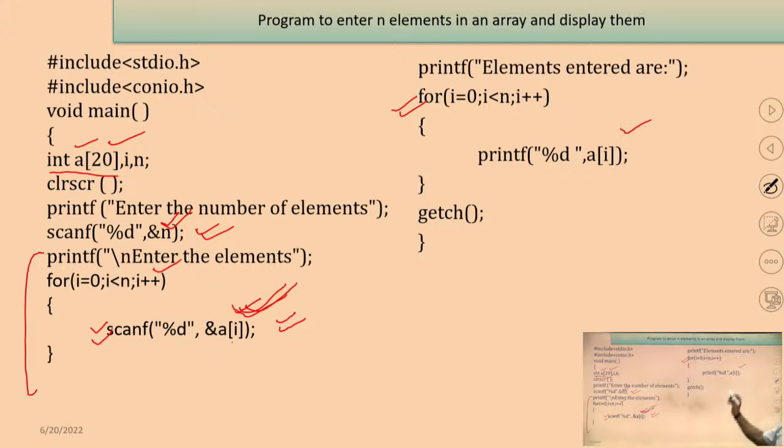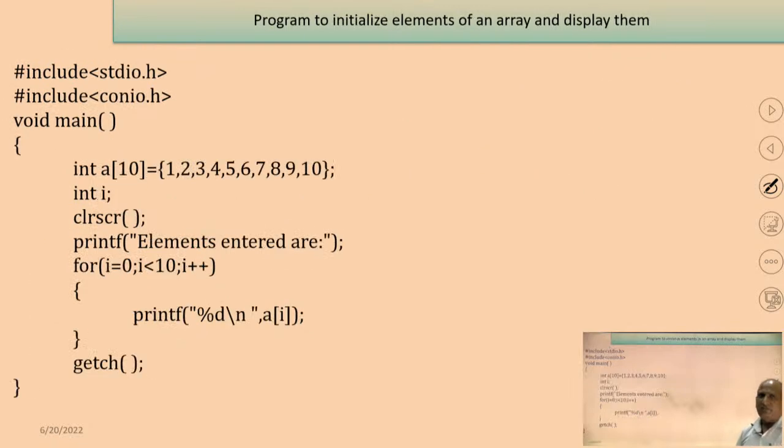This way, A of I will be 0. The first time, A of 0 will be printed whenever the loop goes the first time. Then I will be 1, then A of 1 will be printed, and this way the whole array will be printed. To take the input we will use one for loop, and to print the output we will take another for loop, and this way you can take elements into a one dimensional array and print them.